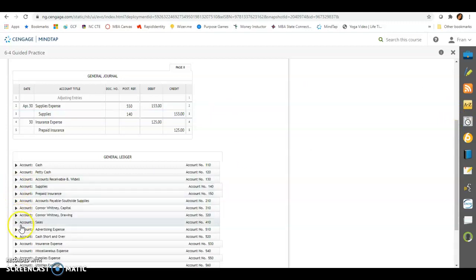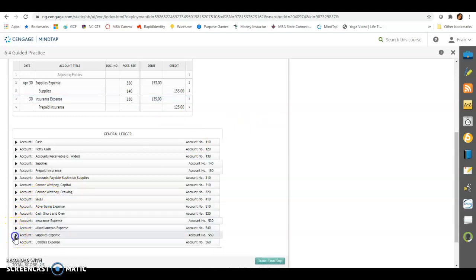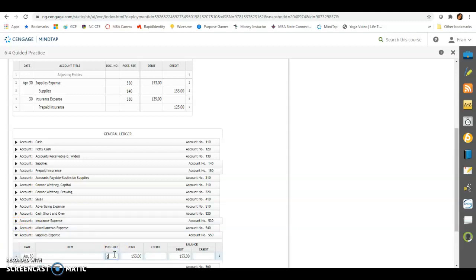All right, the next one is insurance expense. I'm going to come down here and open the insurance expense ledger. I'm going to type in April 30th. You don't have to put anything under item because these are adjusting entries. But this is the General Journal, page 8. And it's a debit for $125. And the debit balance is $125. This account number is 530. So I put 530 up here. I'm done with that one. I'm going to go back in here and put that G8 in here because I forgot.